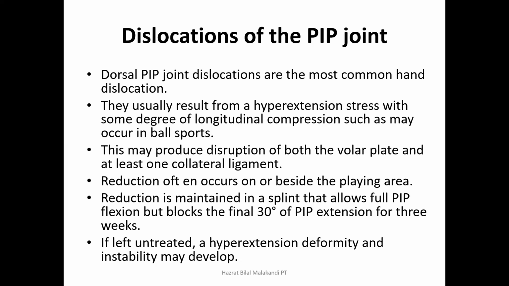They usually result from a hyperextension stress with some degree of longitudinal compression, as may occur in ball sports, or as we are going to catch something, जो कुछ हमारे हाथ पे इस तरह आ जाता है और हम कैच करने की कोशिश करते हैं तो वहां पे हमारी ये जो पीआईपी वगैरह है इसकी हाइपर एक्सटेंशन हो जाती है जिसकी वजह से दे आर डिसलोकेशन. This may produce disruption of both the volar plate and at least one collateral ligament.